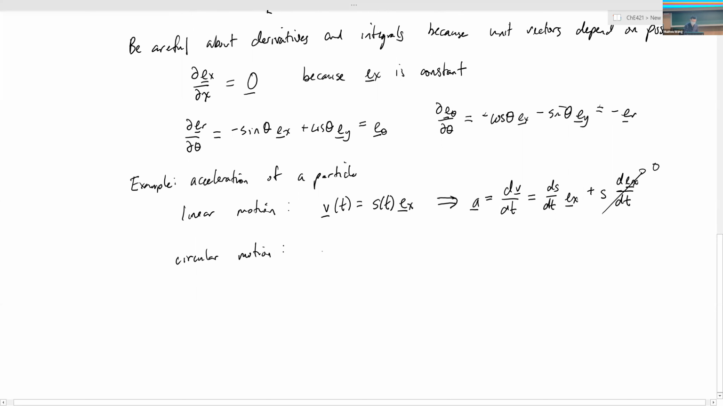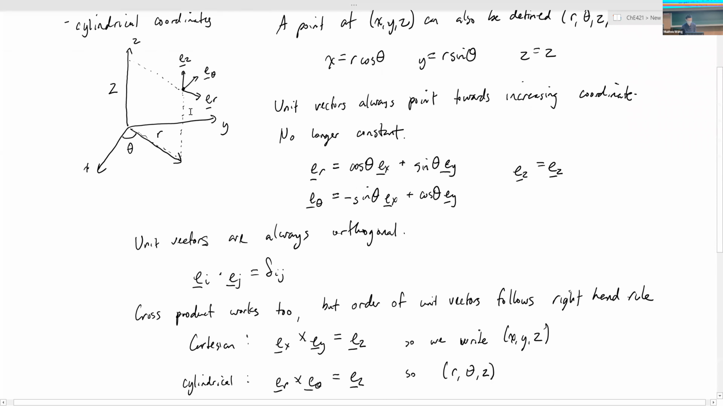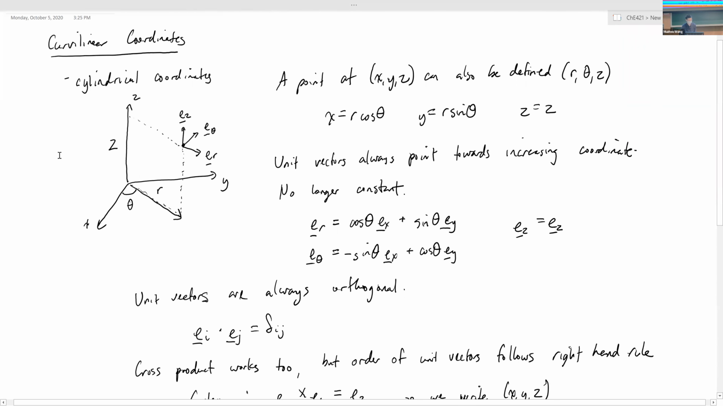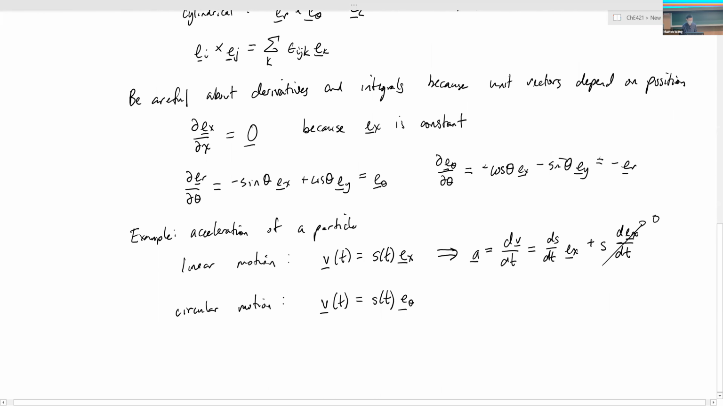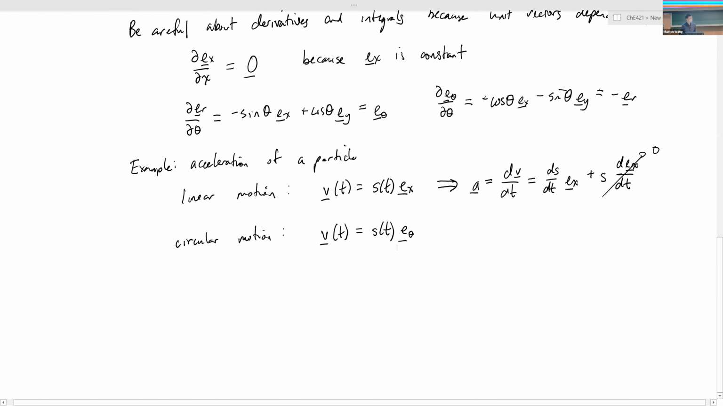Okay, let's say the way that we would write that is that it's moving at some speed, but it's always moving in the theta direction. Going back to this diagram right here, if it's always moving in the theta direction, then it's always going to be parallel to e theta, regardless of where it happens to be. And then the instantaneous speed is just going to be s of t right here.